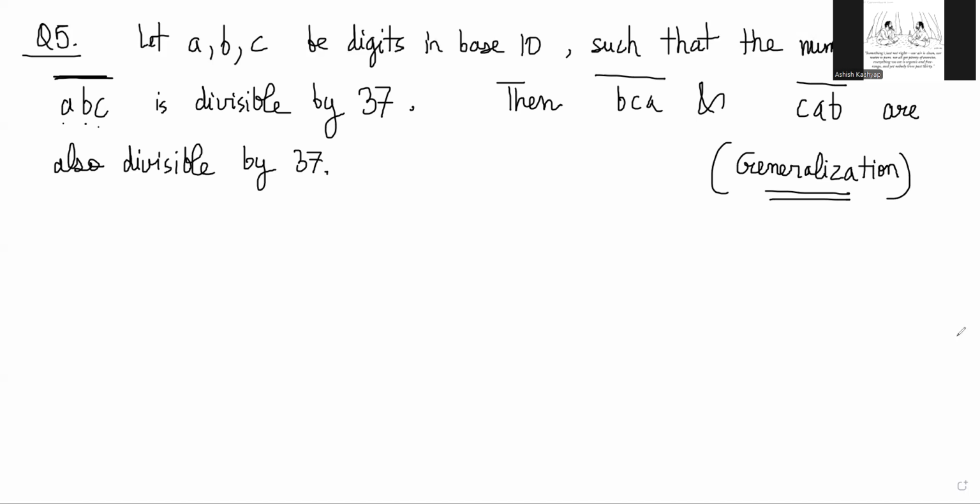By the way, the same hint can be used here also. Was it 7 into 11 into 13? Yes. Okay, then that hint can't be used because 37 is not there. But you should know that 37 into 3 is 111.